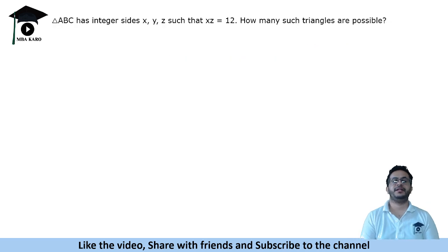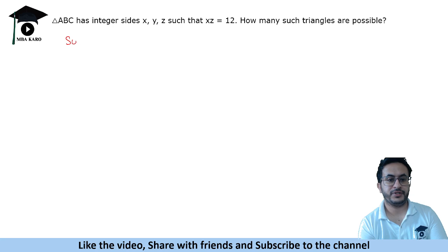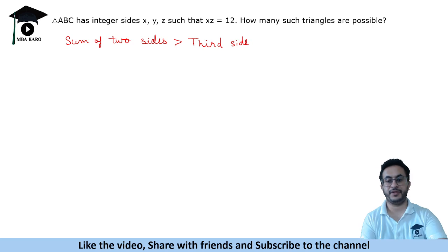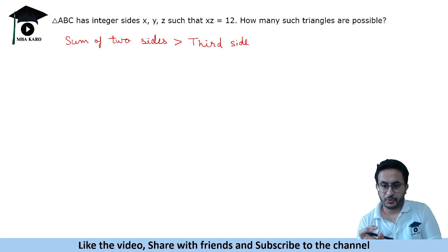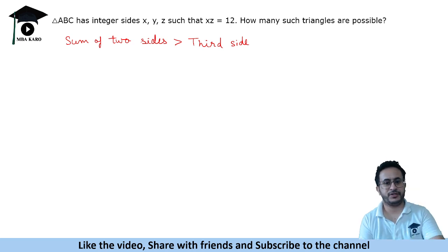Triangle ABC has integer sides x, y, z such that xz is equal to 12. How many such triangles are possible? Now again, an important thing related to triangles is that the sum of two sides is greater than the third side in a triangle. That is an important property, and you can expect questions based on this property, where they would give you the perimeter, or they would give you the side lengths and ask how many triangles are possible.